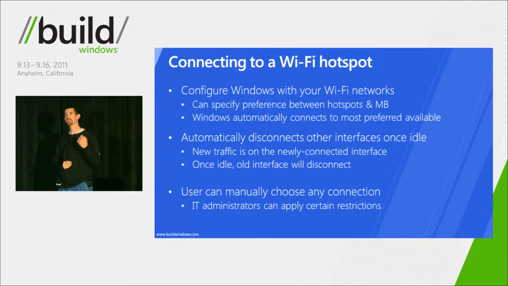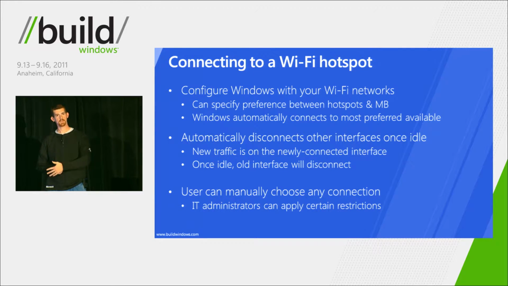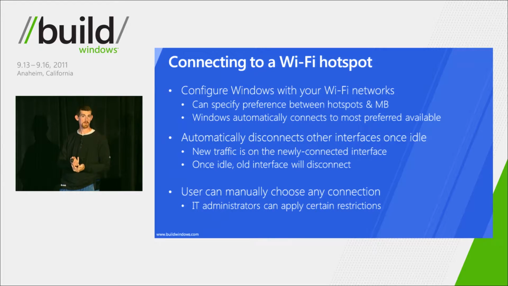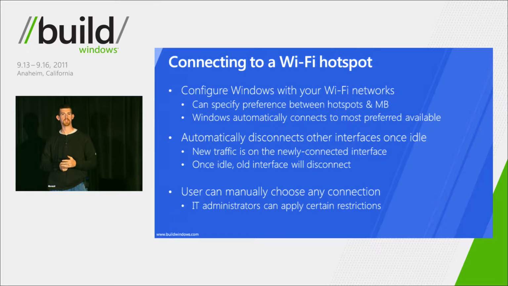And as you have one connection become available, we'll connect to it. New traffic flows over that connection. We let traffic die down on the old one, so we don't interrupt the transfers that might be going on, but we wait for them to complete. And once traffic has reached an acceptably low level, then we'll disconnect that interface. And we'll move smoothly between networks that way.